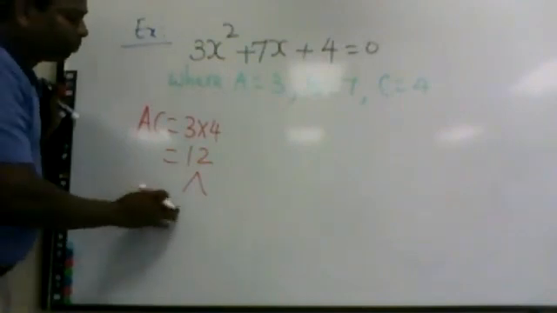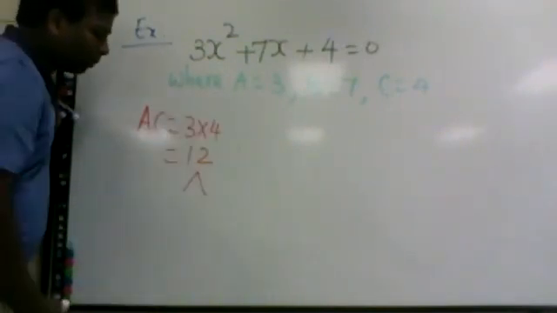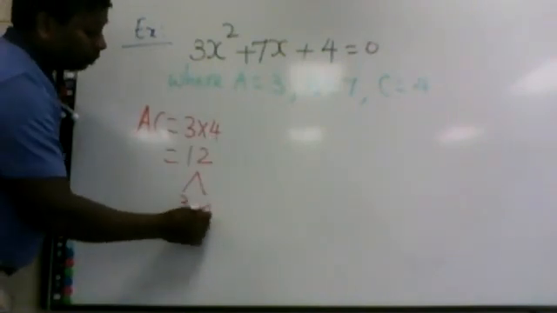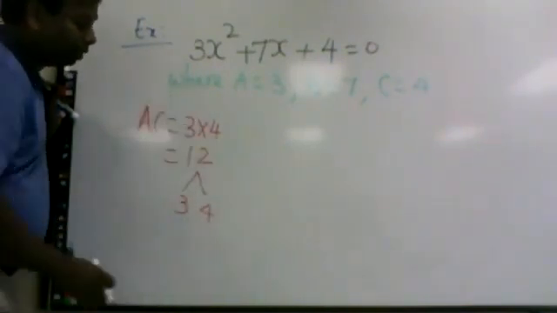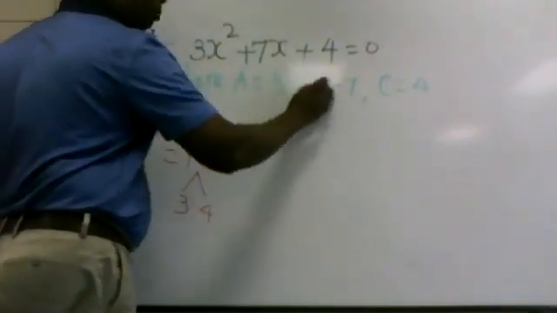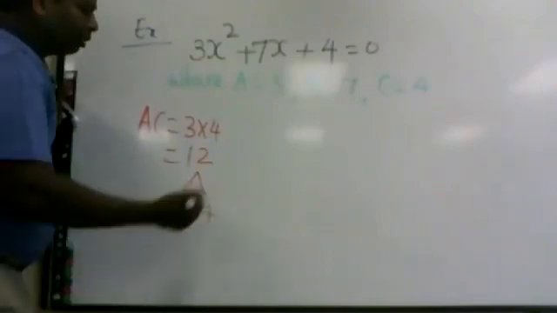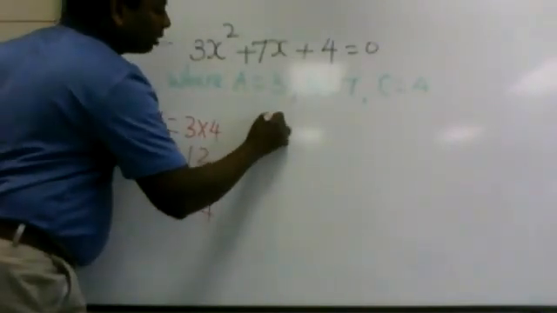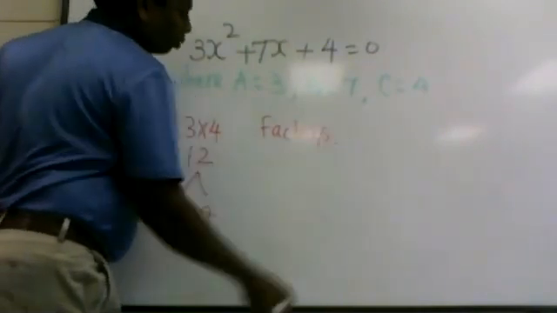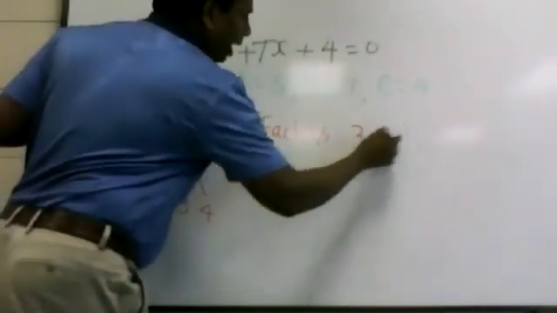There are more sets of factors, but I'm not going to choose those. Directly, 3 and 4. 3 times 4 is 12, and 3 plus 4 is definitely 7. I'm comfortable with AC. So now I'm going to write my factors. What are the factors? 3 and 4.